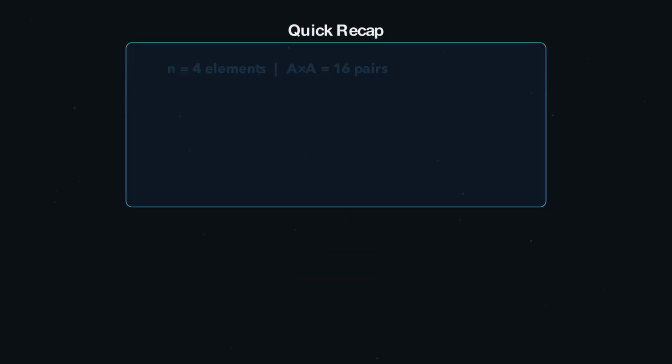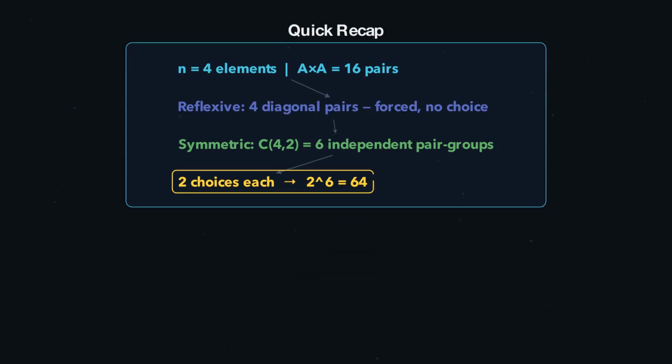Option 1, 64, is correct. Remember this pattern. For any n-element set, the answer is always 2 to the power of the combination of n taken 2 at a time.